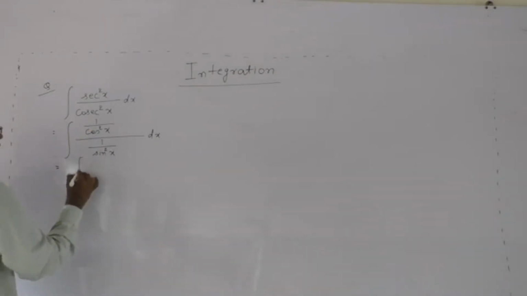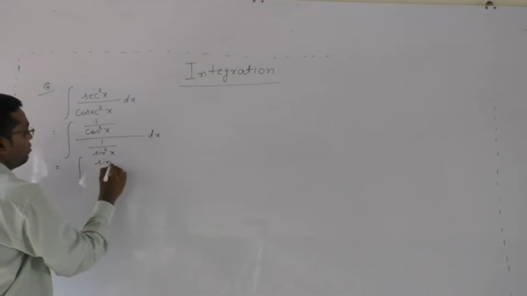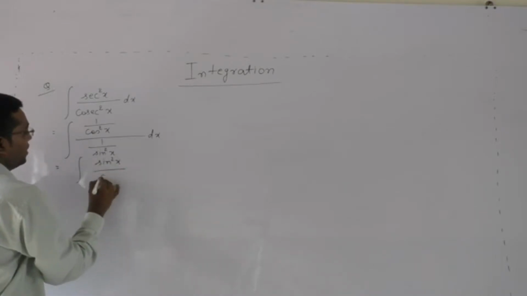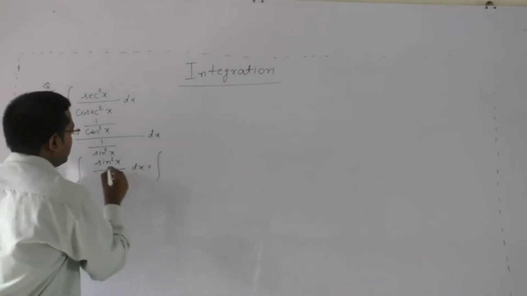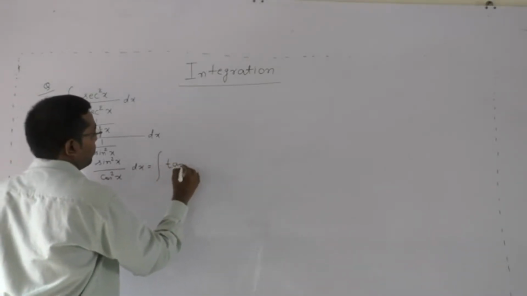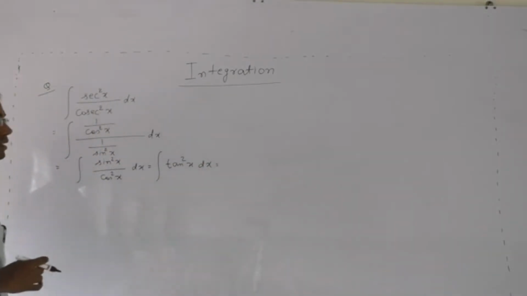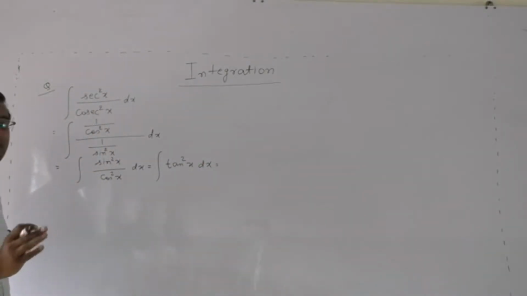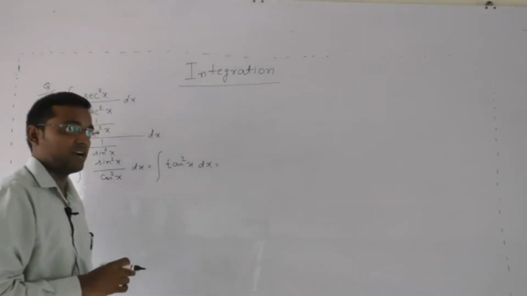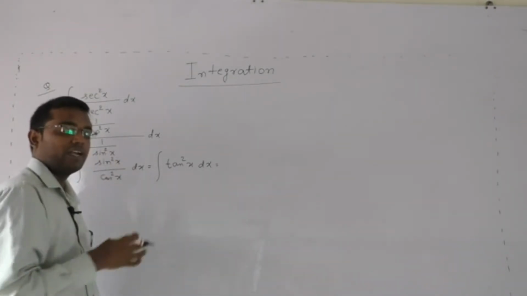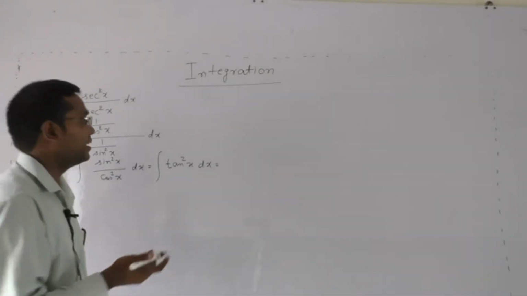Now again, after simplifying, this sin square x will go up and this cos square x will come down. We can write that as tan square x dx. After this, we don't know any function which can be used to find the integration of tan square x directly. But using the trigonometrical identities, we can convert it into the standard one.